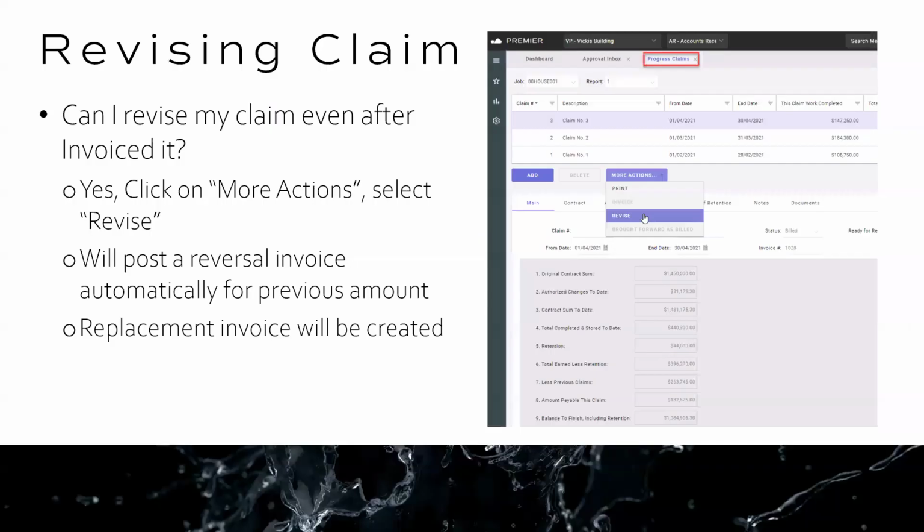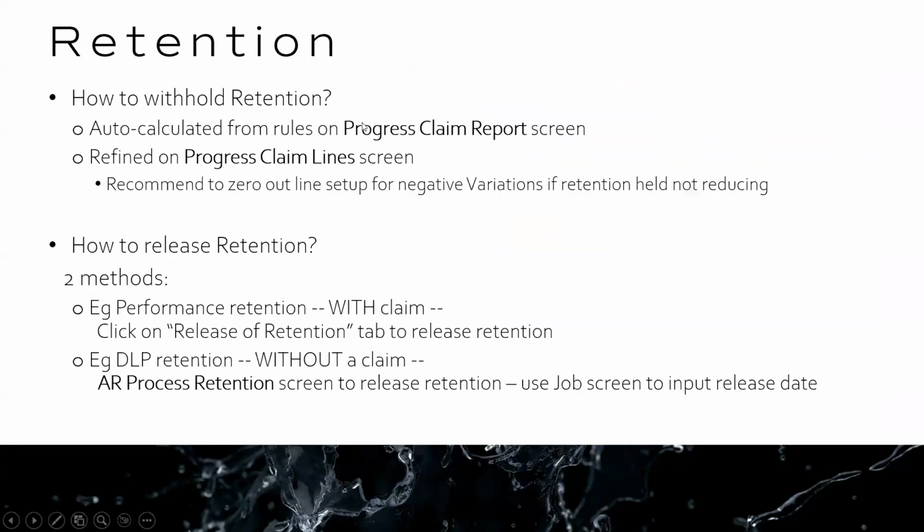Rightio. So that's claims. So revising a claim, we've talked to that. Let's now talk about retention. Now, retention has the ability, as you'll see when we set up the progress claim, we set up the structure of how we want to reclaim retention. And I can't recommend enough, if you ever see a retention calculate incorrectly, reach out to us to ask what needs to change or what has to happen to fix it.